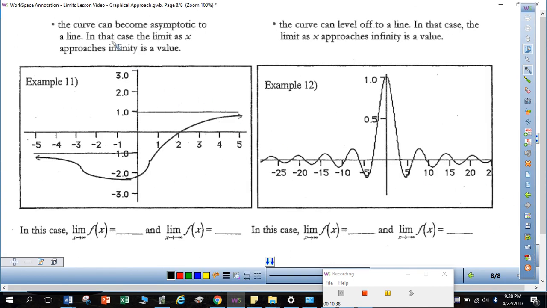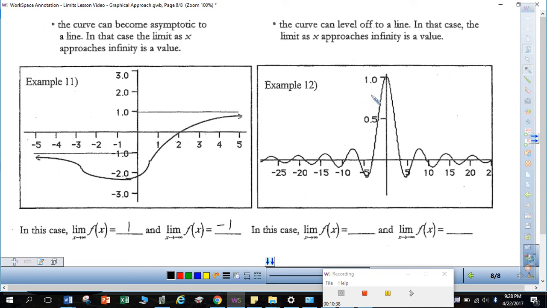All right, a third case is that the curve can become asymptotic to a line. In that case, the limit as x approaches infinity is a value. It's a specific number that we can state. And so in example 11, it looks like there is a horizontal asymptote at 1. As x approaches positive infinity, the y values are approaching 1. And down here it appears to be an asymptote at negative 1. So as the x values approach negative infinity, the y values are approaching negative 1.